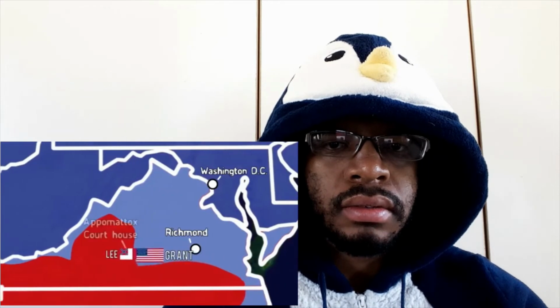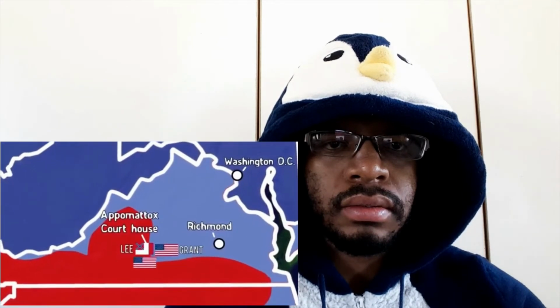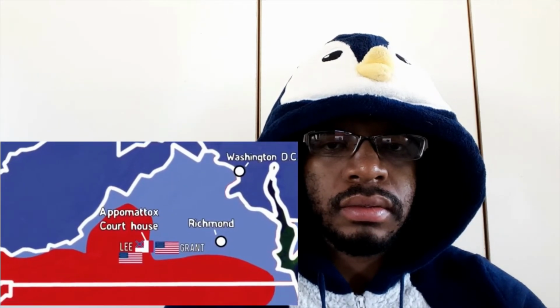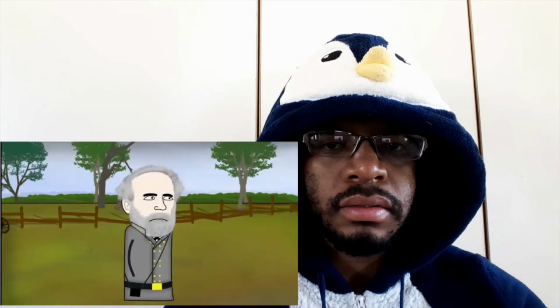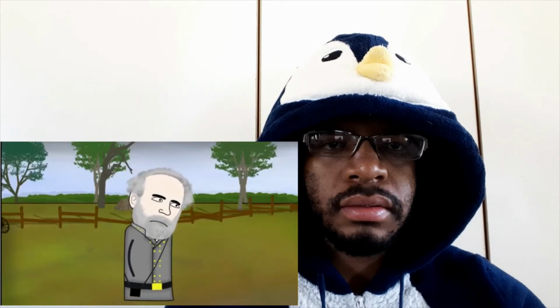Grant caught up to Lee at Appomattox Courthouse, where he trapped his forces. It was here, on April 9th, 1865, that Lee saw no point in continuing.